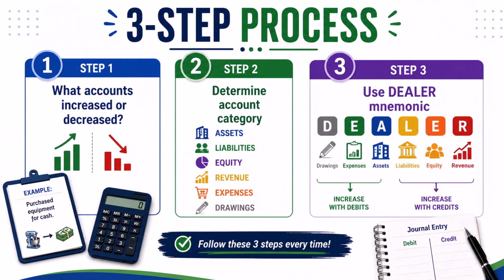Step 1, identify which accounts increased or decreased. Step 2, identify the account category for the accounts from step 1. Step 3, use the dealer mnemonic. Let's practice these 3 steps with 2 examples.